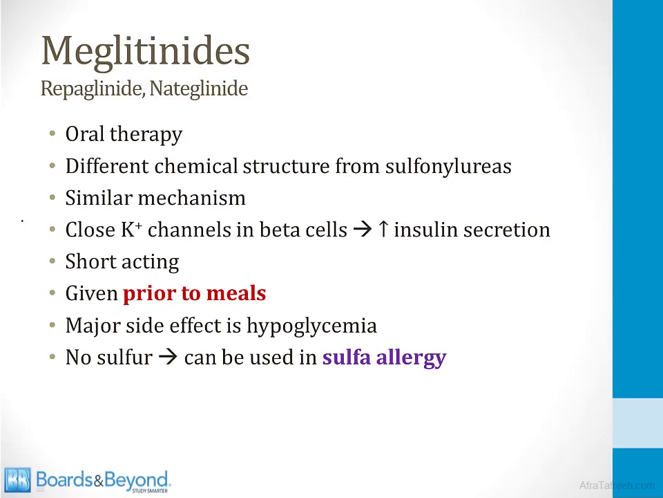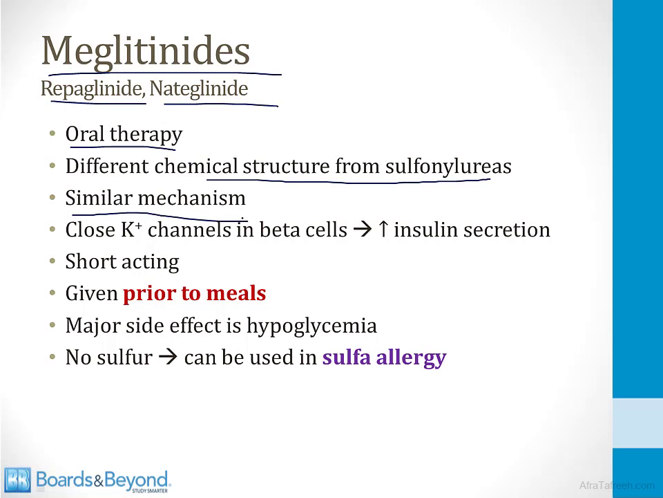There is another group of diabetes drugs that you can think of as close cousins to the sulfonylureas, and those are the meglitinides. These are drugs like repaglinide and nateglinide. These are also oral drugs. They have a different chemical structure from sulfonylureas, but a similar mechanism. They also close potassium channels in beta cells, and this leads to increased insulin secretion.